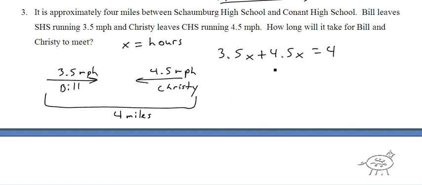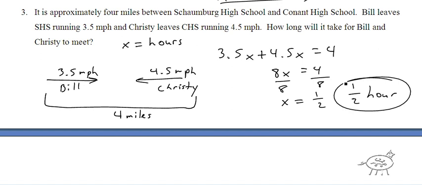So it's 3.5 plus 4.5 is 8x equals 4. That's it. Divide by 8, x equals, reduce, 1/2. So it's 1/2 hour. That's the answer to that problem.